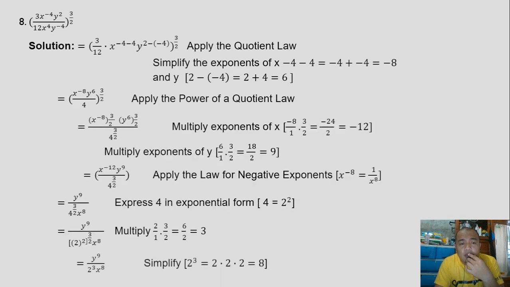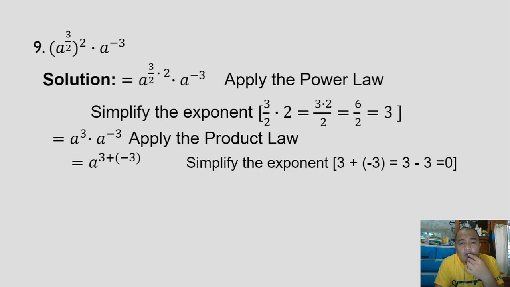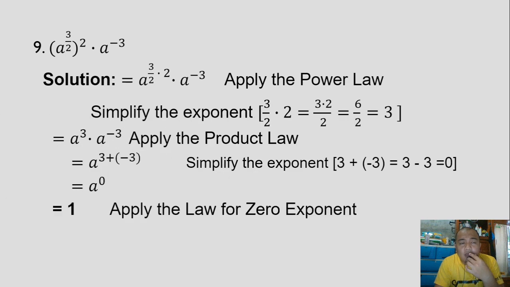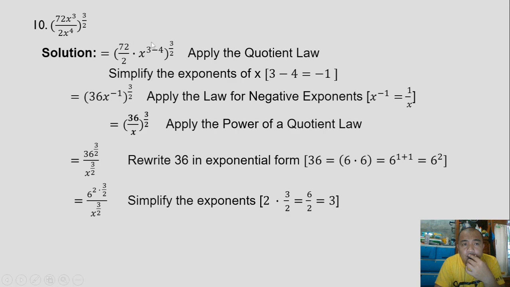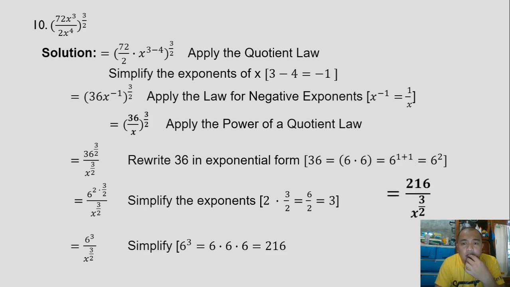So we are now in number 10, right? In number 9, the answer is 1, because any number raised to 0 is 1. And we are now in number 10. We first divide 72 by 2, so 36. 3 minus 4 is negative 1, so it becomes 36 over x raised to 3 halves. But 36 is 6 squared. 6 squared raised to 3 halves means we multiply 2 by 3 halves. That's 3. 6 cubed all over x raised to 3 halves. So what is 6 cubed? 6 cubed is 6 times 6 times 6, so 216. The final answer is 216 all over x raised to 3 halves.